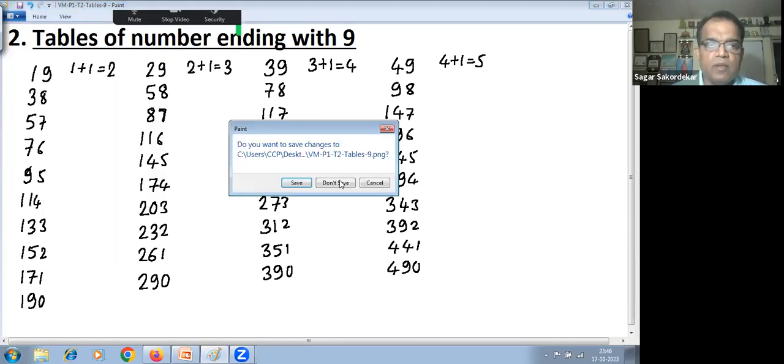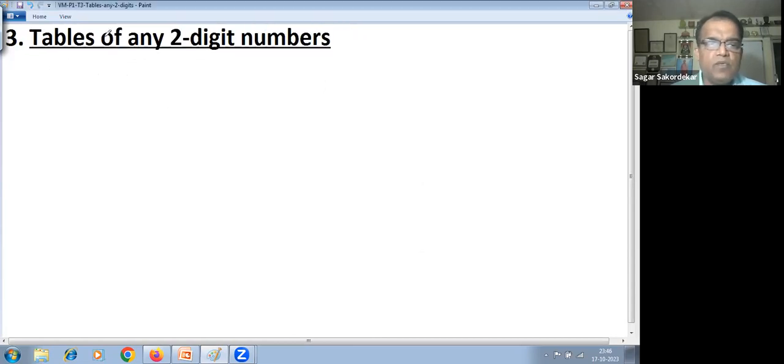Third topic, we have completed the first two topics now. Third topic, tables of any two-digit numbers. So this is a totally general method. And to use this method, you have to just know the table of 1 to 9, single-digit tables from 1 to 9. And with that, you can generate the table of any two-digit number. Let's try the table of 21.